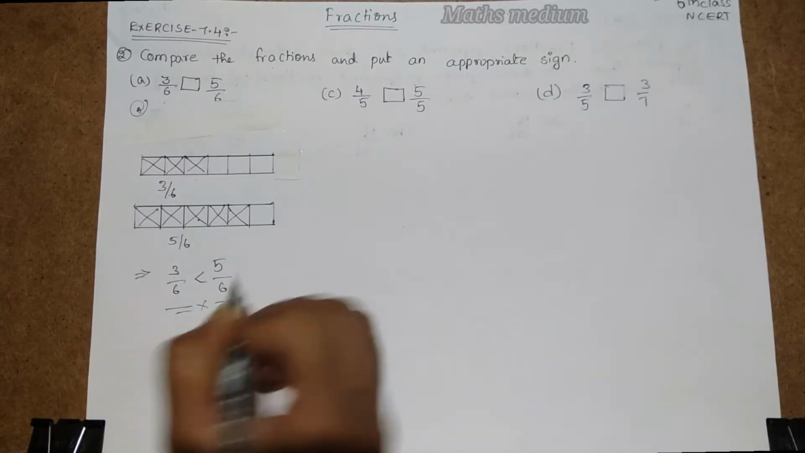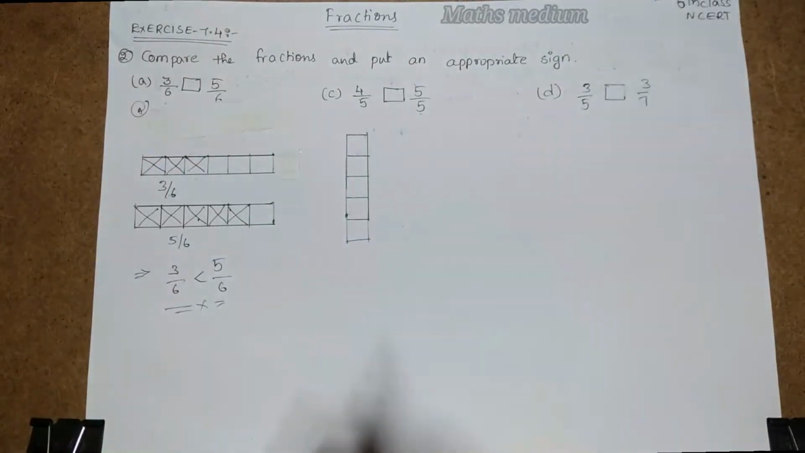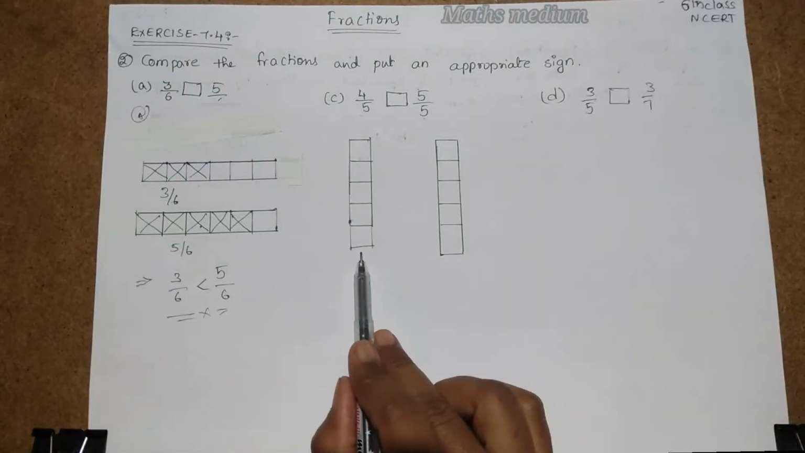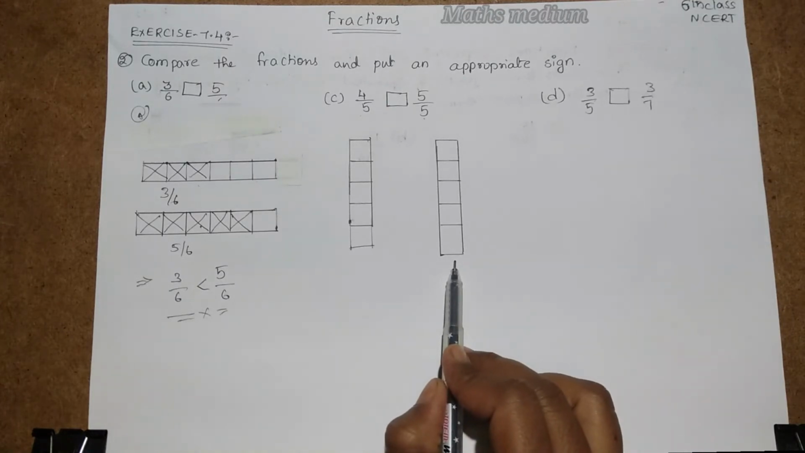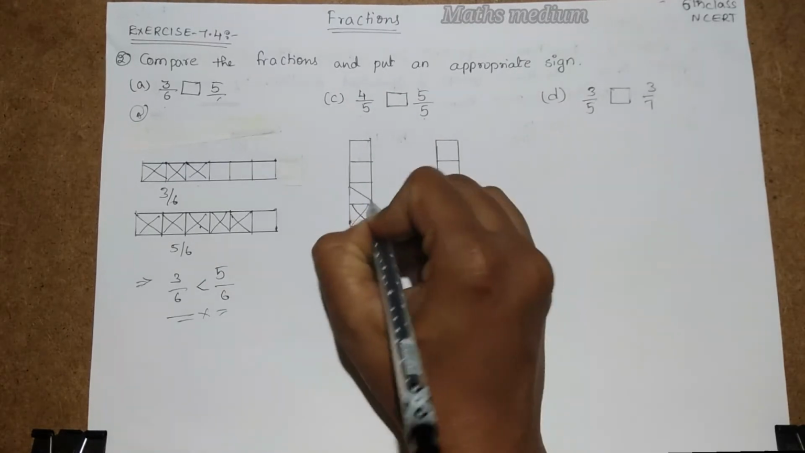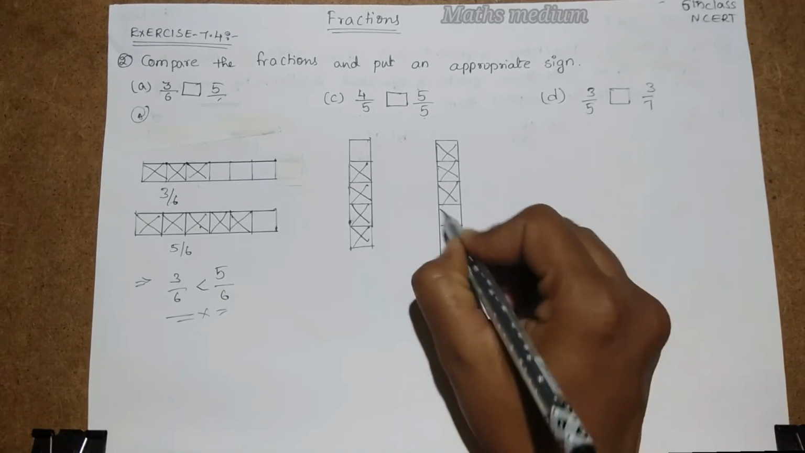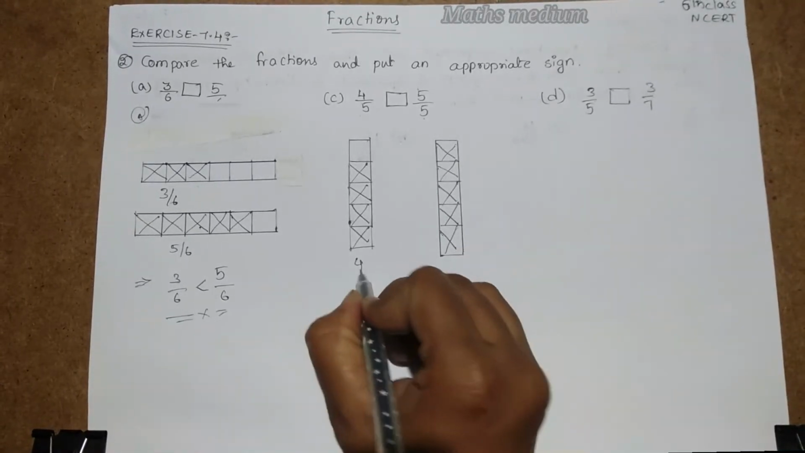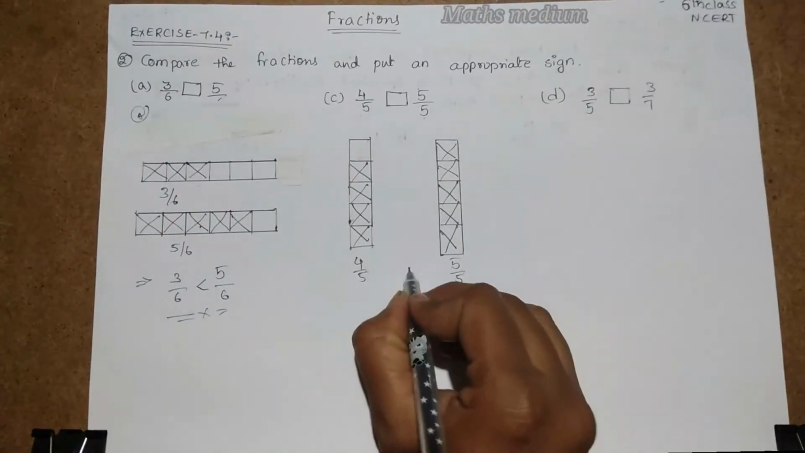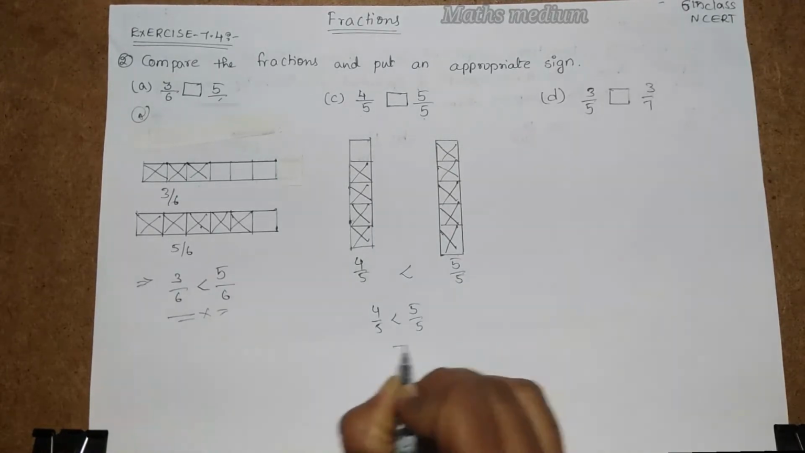Next, coming to 4 by 5 and 5 by 5. See here, similarly, take another one also. We are dividing one part into 5 equal parts. Here also 5 equal parts. So, let's shade 4 out of 5: 1, 2, 3, 4. Here also 5: 1, 2, 3, 4 and 5. This is 4 by 5 and this is 5 by 5. So, this is obviously greater. So, this is the symbol: 4 by 5 is less than 5 by 5.